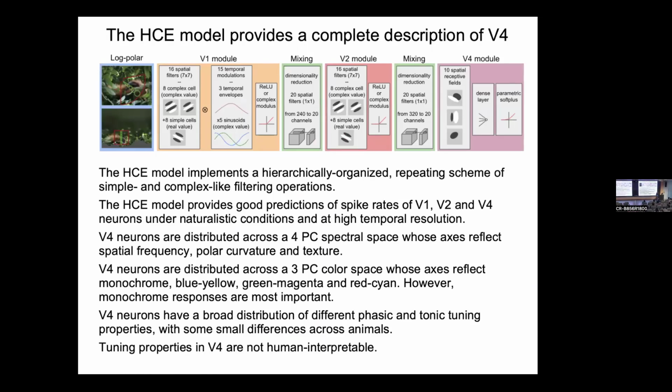So that's about it. I told you the HCE model, hierarchical convolutional energy model, implements a hierarchically organized repeating scheme of simple and complex filtering operations. This model provides good predictions of spike rates in V1, V2, and V4 under natural conditions, movies, and at high temporal resolution. Where this model, remember, is being — I should take a step back. Oftentimes in physiology, people use static images. And they'll show an image, and then they'll build a model that predicts the neuron's response, say, average over 200 milliseconds.